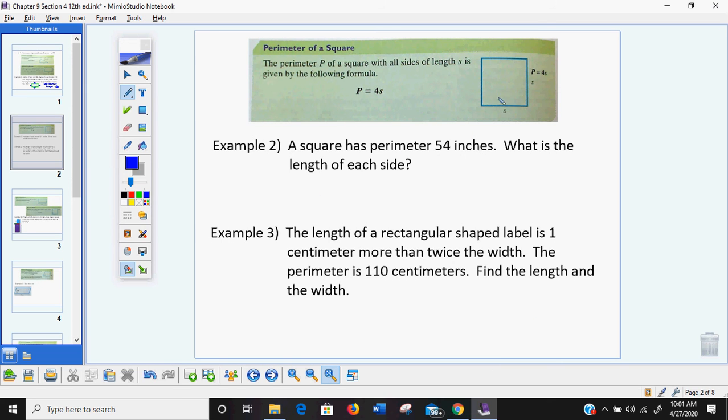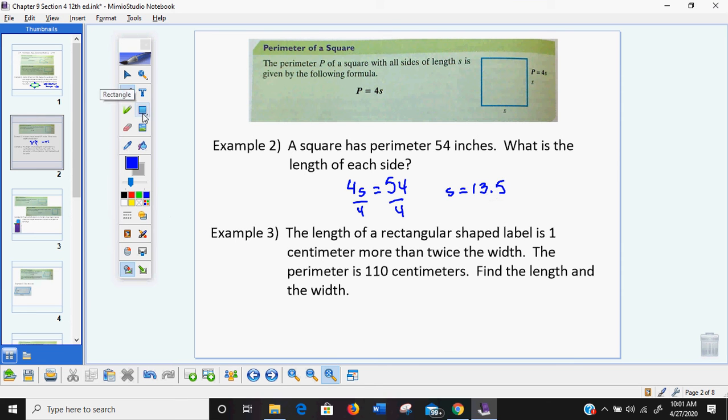On a perimeter of a square, you know all 4 sides are equal. So they have 4s because it's 4 times all your sides. So if a square has a perimeter of 54, what is the length of the side? Well, I know that 4 times the side is equal to that perimeter, 54. When we divide this by 4, s, which is your side, is equal to 13.5. All of those sides would be 13.5.